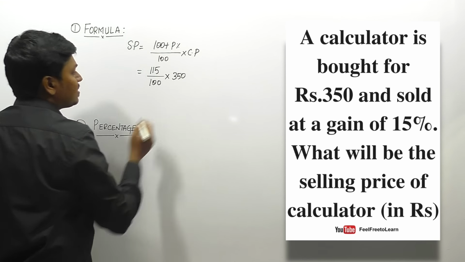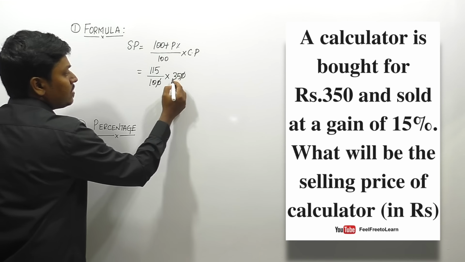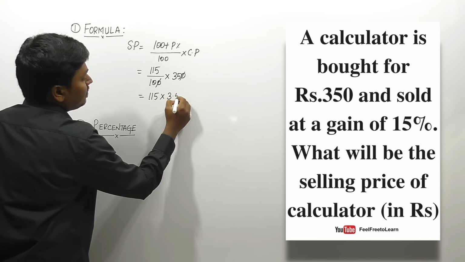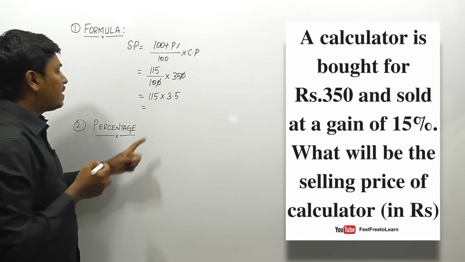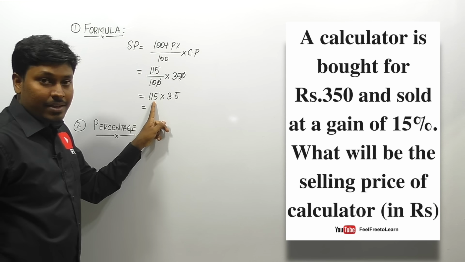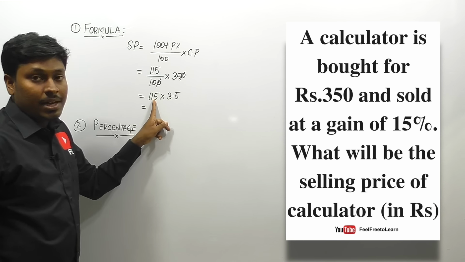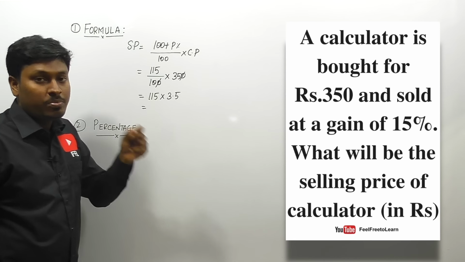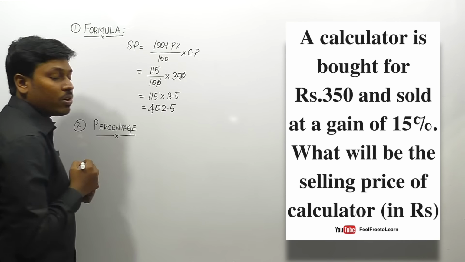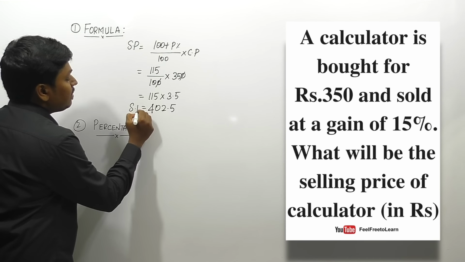So now we need to cancel this, right? When we cancel 0 and 0, so 35 divided by 10 will be 3.5. So when we multiply this, 35, I think 3 into 100 will be 300, 15 into 3 will be 45, so 345, and 0.5 will be half of it, so we can say that 402.5. So finally when we multiply both the numbers, the answer is 402.5 will be the selling price of the calculator.